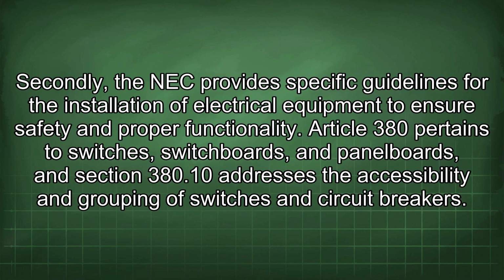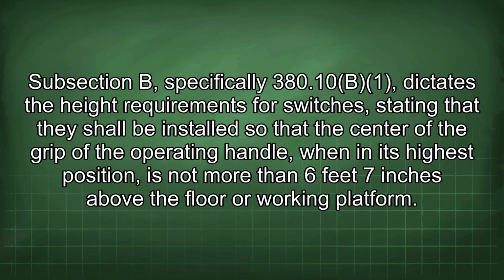Secondly, the NEC provides specific guidelines for the installation of electrical equipment to ensure safety and proper functionality. Article 380 pertains to switches, switchboards, and panelboards, and Section 380.10 addresses the accessibility and grouping of switches and circuit breakers. Subsection B, specifically 380.10(B), dictates the height requirements for switches, stating that they shall be installed so that the center of the grip of the operating handle, when in its highest position, is not more than 6 feet 7 inches above the floor or working platform.